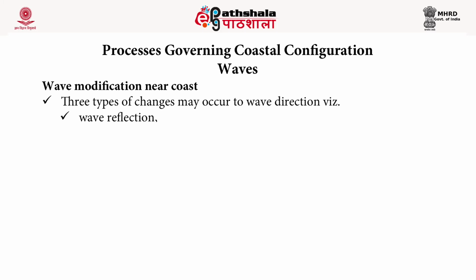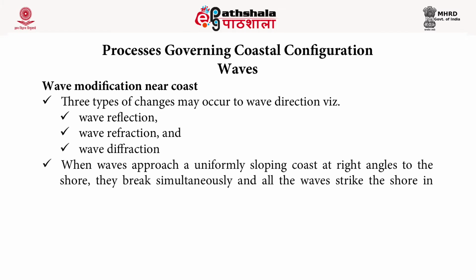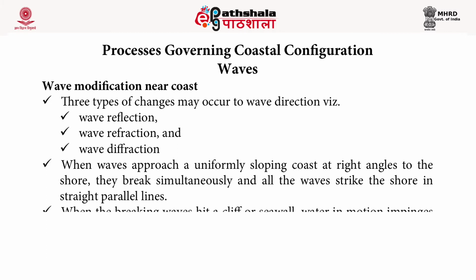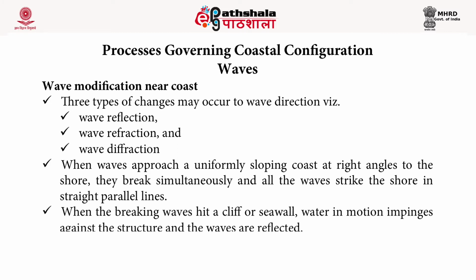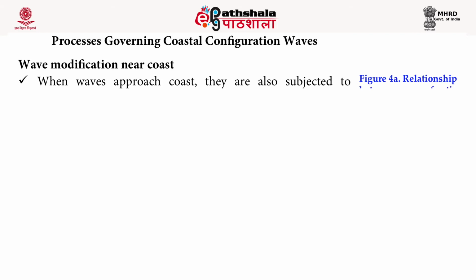When waves approach a uniformly sloping coast at right angles to the shore, they break simultaneously, and all the waves strike the shore in straight parallel lines. When the breaking waves hit a cliff or sea wall, water in motion impinges against the structure and the waves are reflected. When waves approach the coast, they are also subjected to refraction and or diffraction.